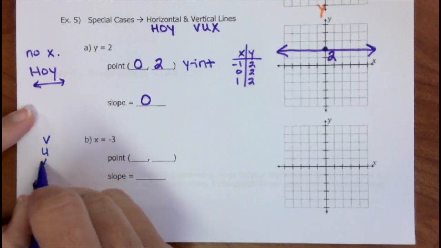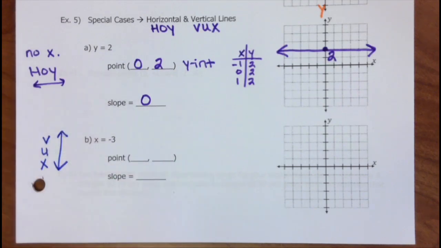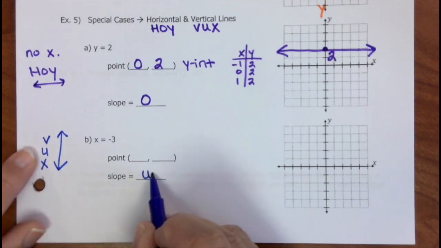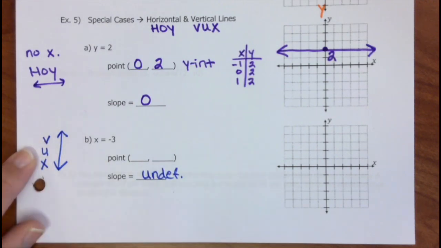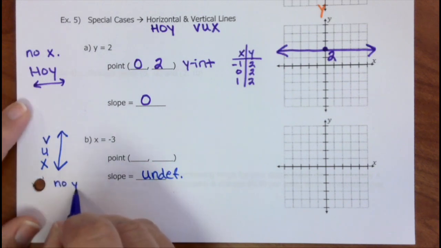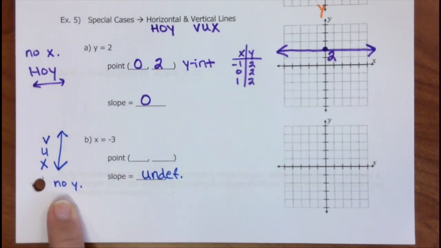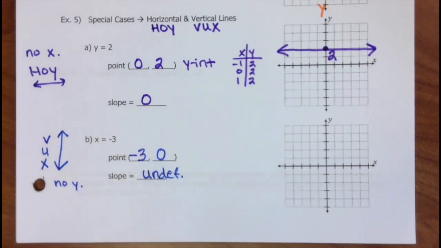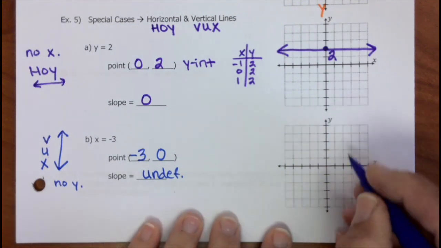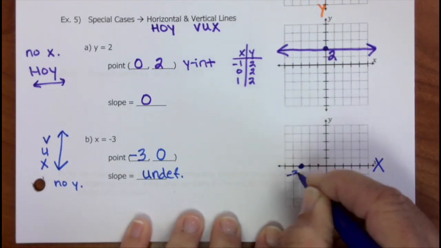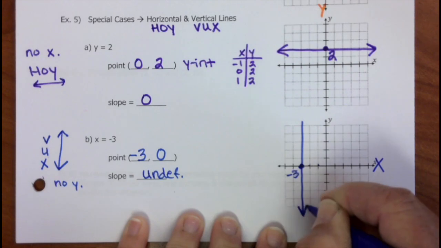All right, the opposite goes for when it's x equals. That is a VUX. That is your vertical line. It stands for vertical, has an undefined slope, and it's an x equals. There's no y. So it's just x equals, and so the x value is negative 3. The y value is 0. It's going to cross the x-axis at negative 3. And it is a vertical line.